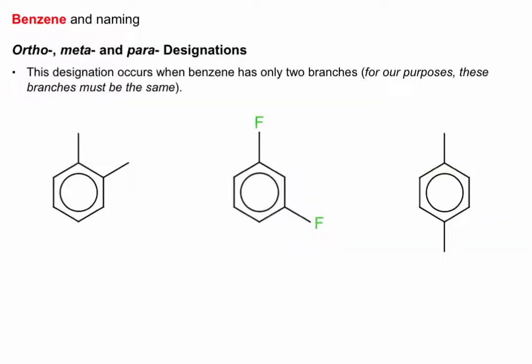Let's carry on. Another type of way to name benzenes is something known as ortho-meta-para designation, and for our purposes we're dealing with 2 branches that are the same. Okay, so when we have 2 branches that are the same, we can simplify it a little bit. So this is the ortho designation, and so we can name that now, and you've noticed there's benzene and these are methyl groups, so we can call it ortho-dimethylbenzene.